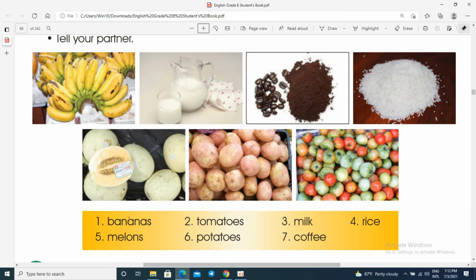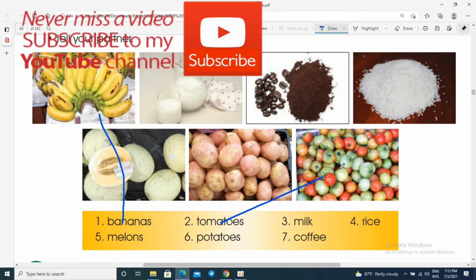So where is it? Where is banana? Can you tell me? Here, okay. So here is banana, right? Okay. And where is tomatoes, everyone? So tomato is here. Yeah, this one. And where is the milk? Where is it? Here. Okay.